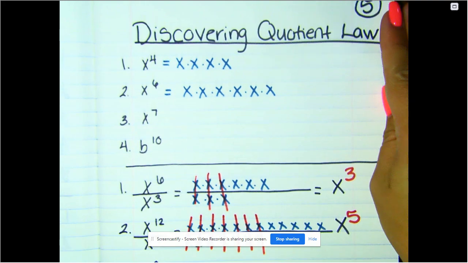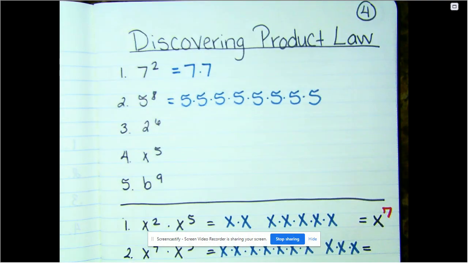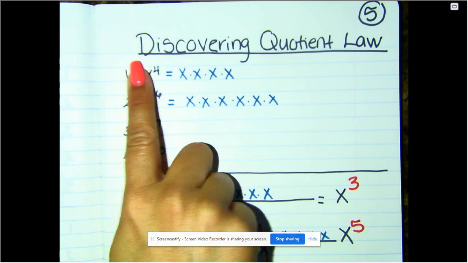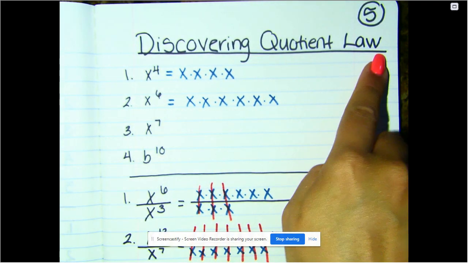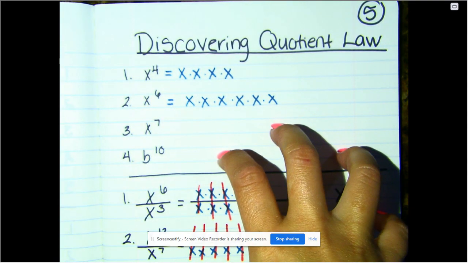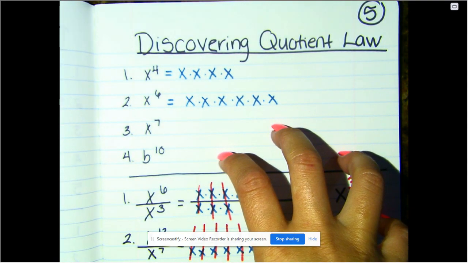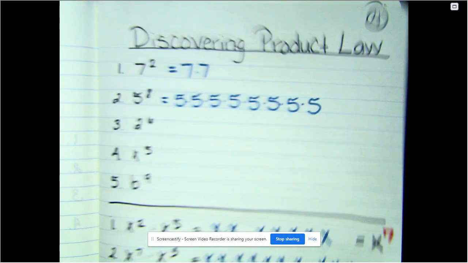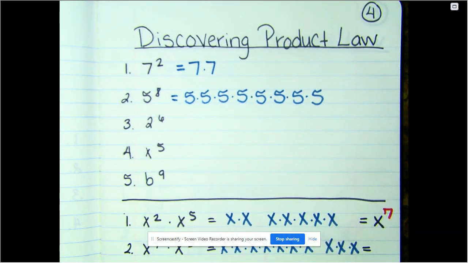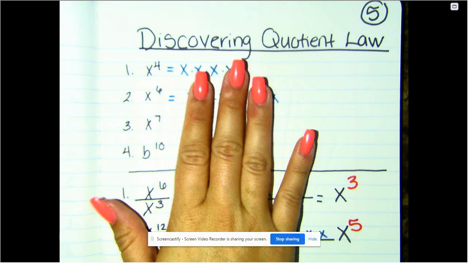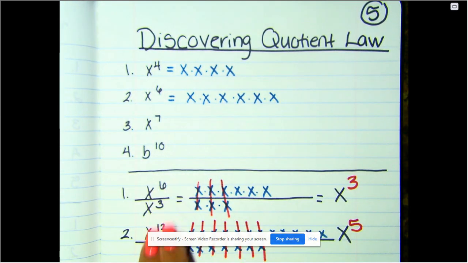So again, make sure that your notebook has page 4, discovering the product law, work on it. Page 5, discovering the quotient law, work on it, because you are going to need to upload both of these to your Google document by taking a picture. And the picture video directions of how to insert a picture is located in the Bitmoji classroom. Again, discovering product law, page 4, discovering quotient law, page 5, and the reflection pieces.